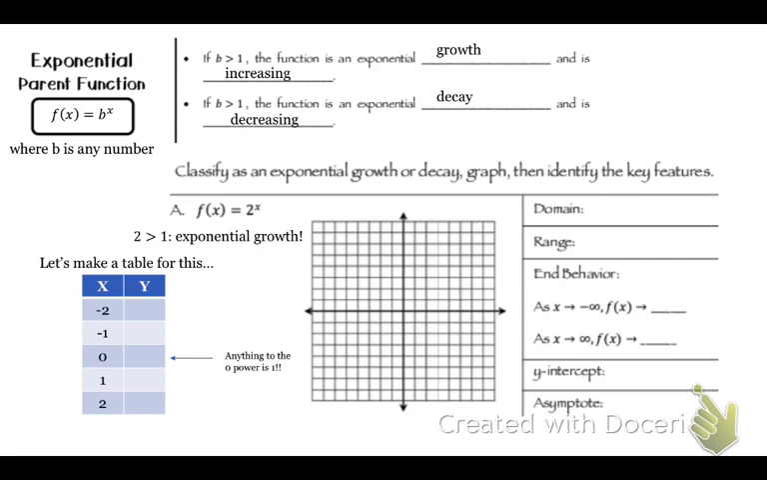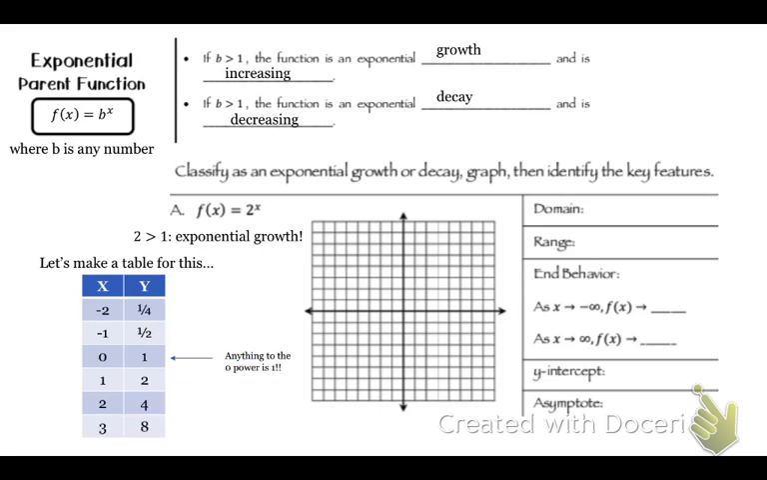So first, anything to the 0 power is 1. So 2 to the 0 power is 1. 2 to the first power is 2. And 2 squared is 4. Now 2 to the -1 power is 1/2. And these will always be reciprocals of each other. Okay, so if this is 1/2, 2 to the -2nd power, that's going to be 1/4, reciprocals.